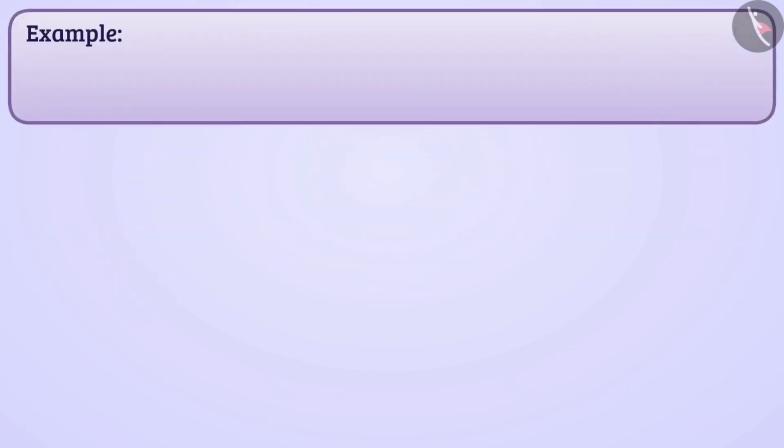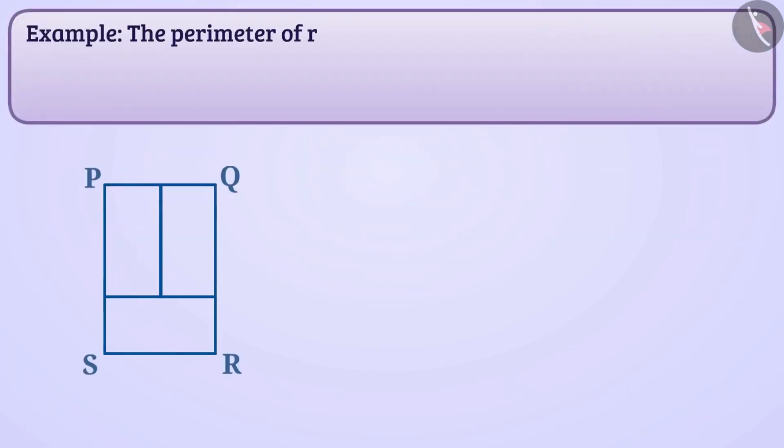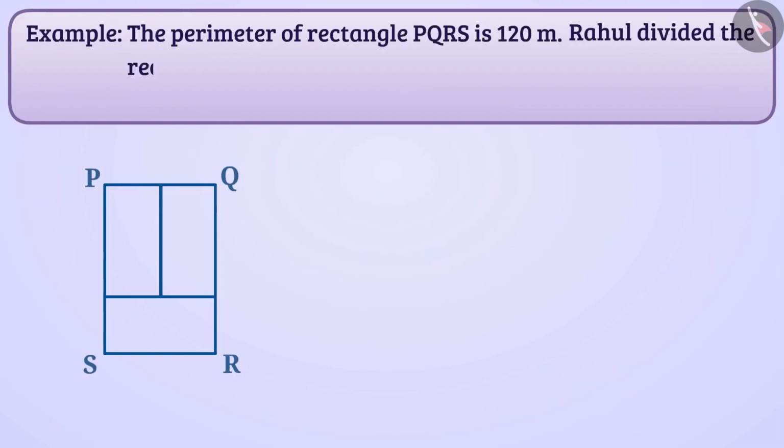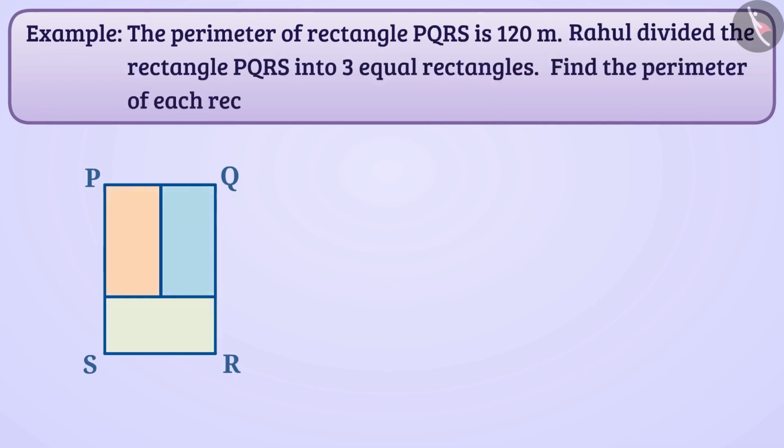Next example: the perimeter of rectangle PQRS is 120 meters. Rahul divided the rectangle PQRS into 3 equal rectangles. Find the perimeter of each rectangle. Rectangle PQRS is divided into 3 rectangles of equal measurements, that is, the length and width of each rectangle are equal.